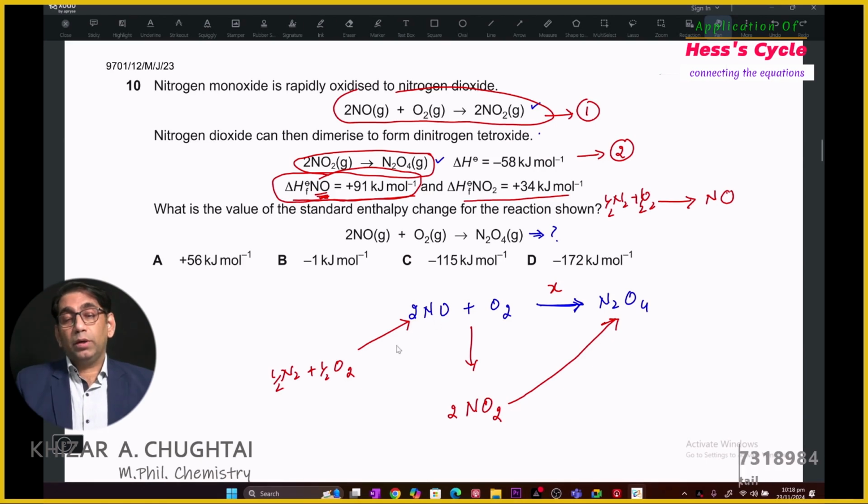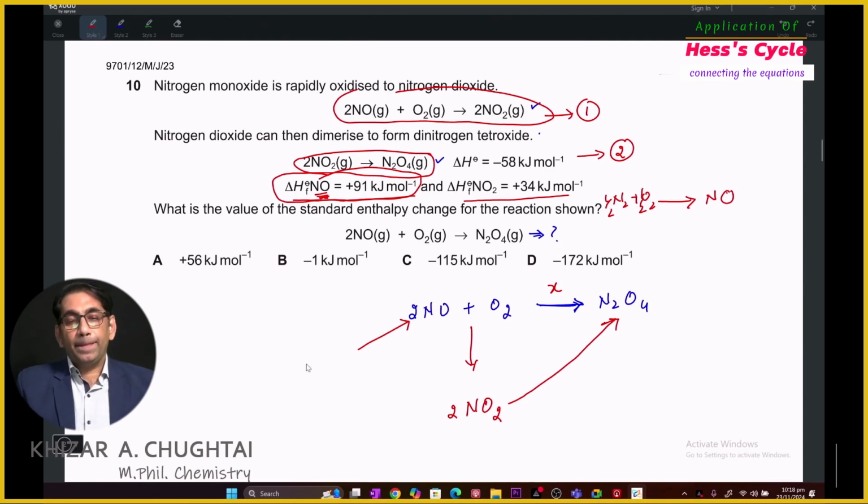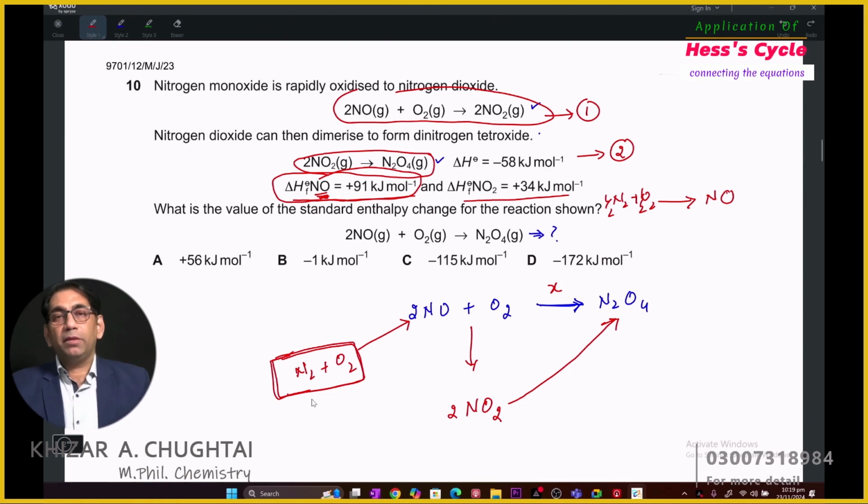So for the sake of balancing, I'm using complete 1 O2: N2 plus O2 to make 2 mole of NO. And these are the elements. I'm going to basically mark them, taking them as a single entity, or I'm taking them in a single box.